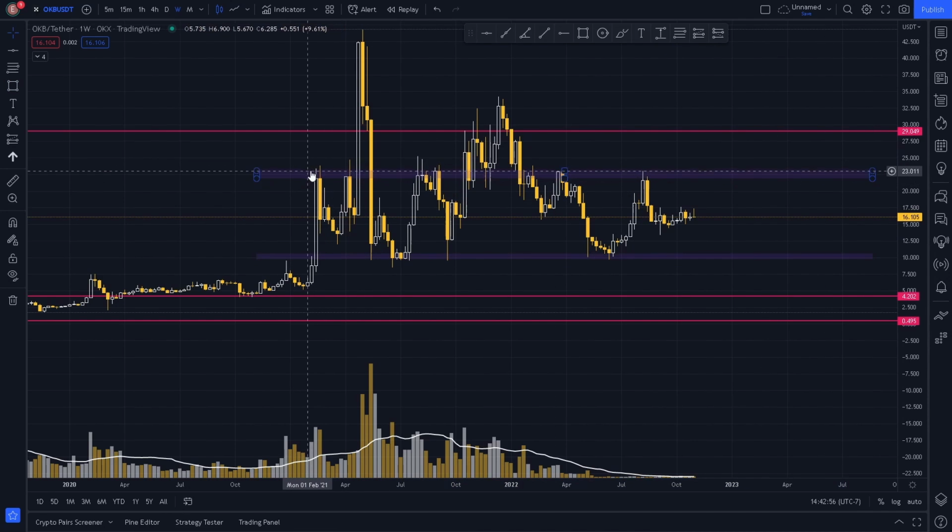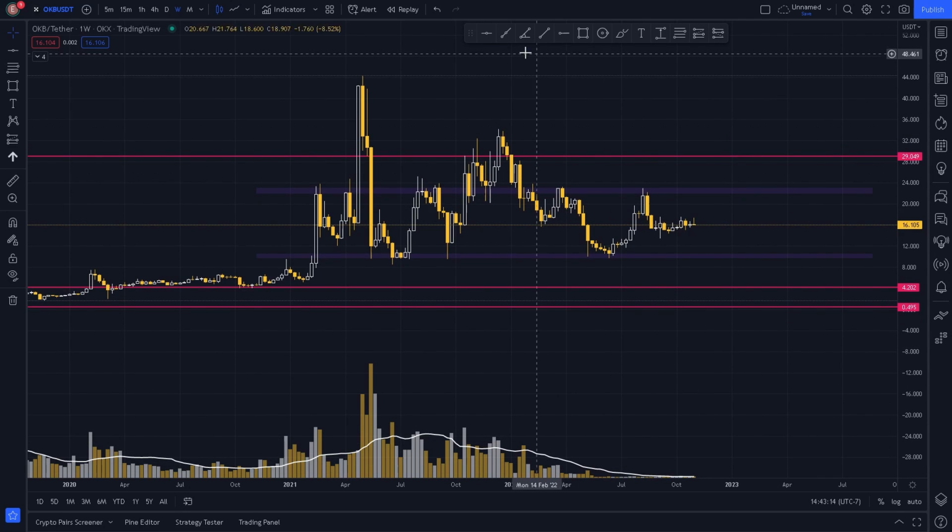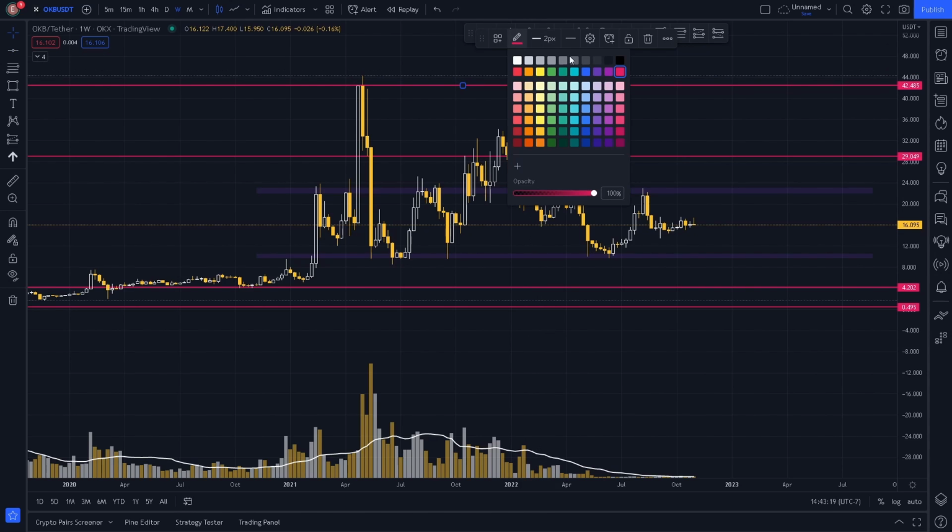We notice 1, 2, 3, 4, 5, 6, 7, 8, 9 reactions to the same level, acting as resistance and support. So this is a very important level here. Now we can also plot our swing high on the weekly time frame.